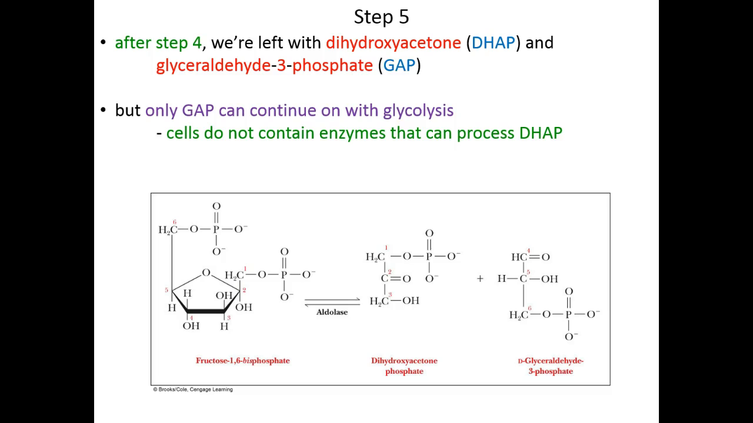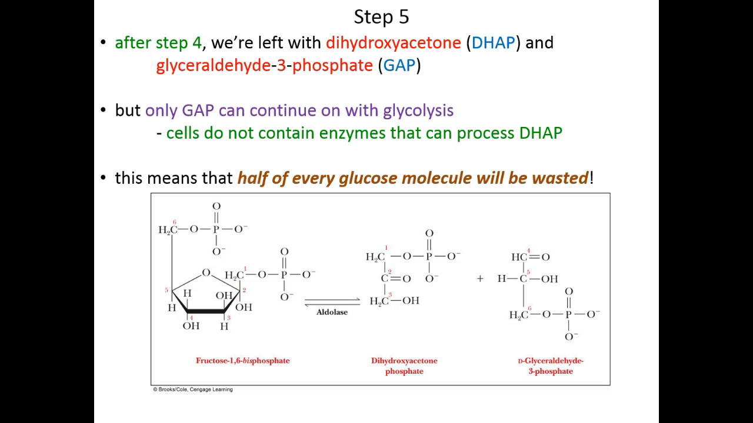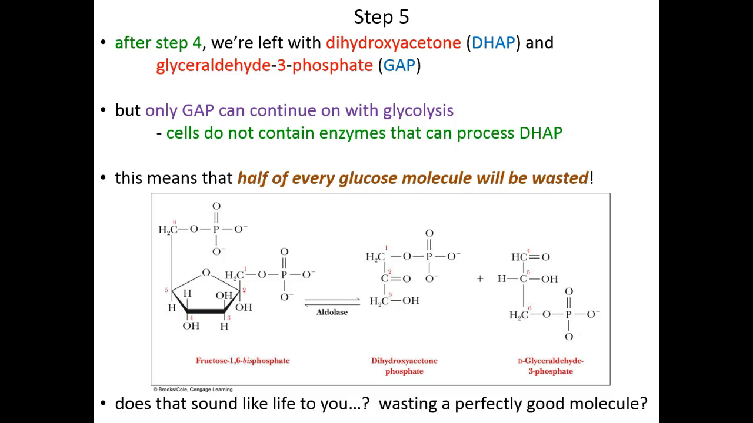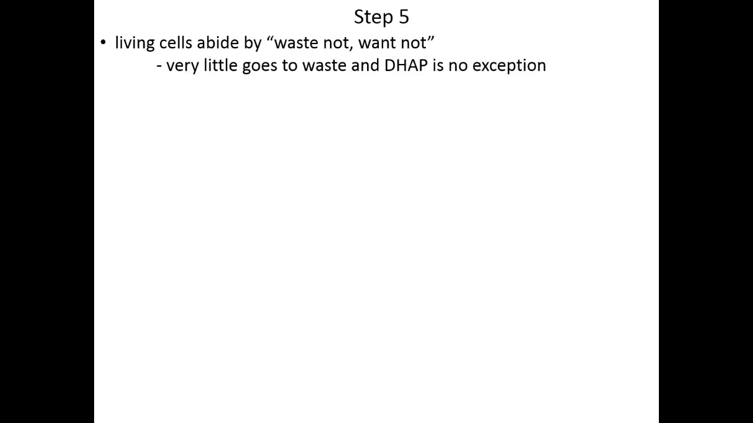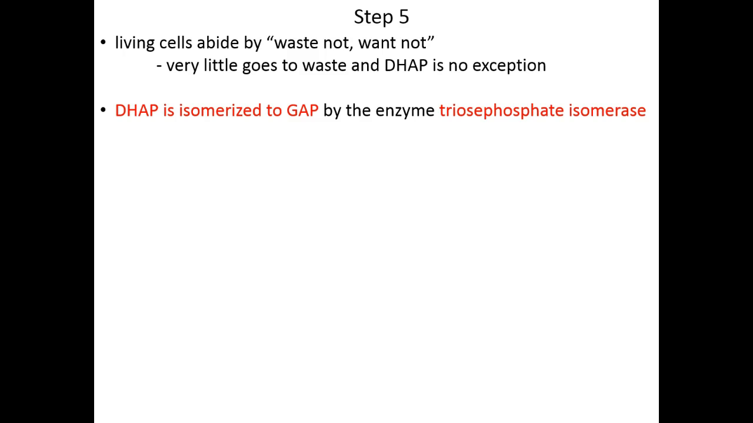Our cells do not contain enzymes that can metabolize DHAP, and so that means either half of every glucose molecule needs to be wasted, because we can't do anything with DHAP in the first place. But my God, what a waste would that be, right? If half of every sugar we consumed had to be thrown away, that sounds ridiculous. Does that sound like life to you? Have you encountered many examples of waste when it comes to living cells? Of course not. So DHAP is not going to be wasted. The cell would never do that.